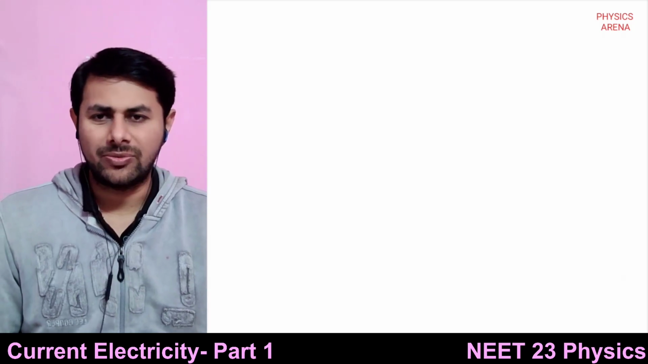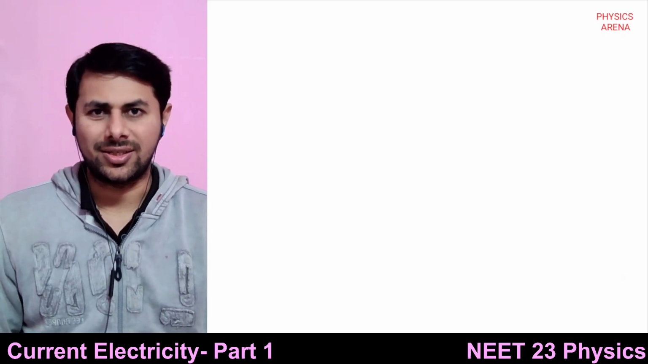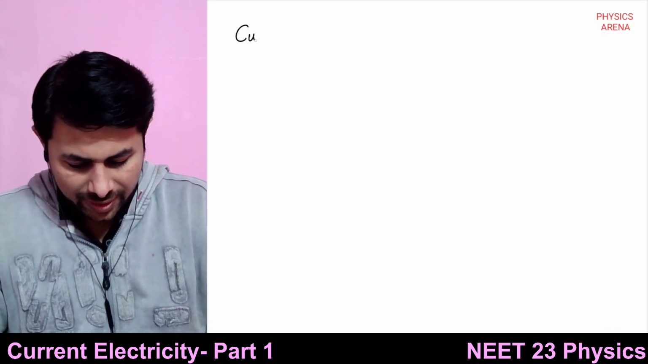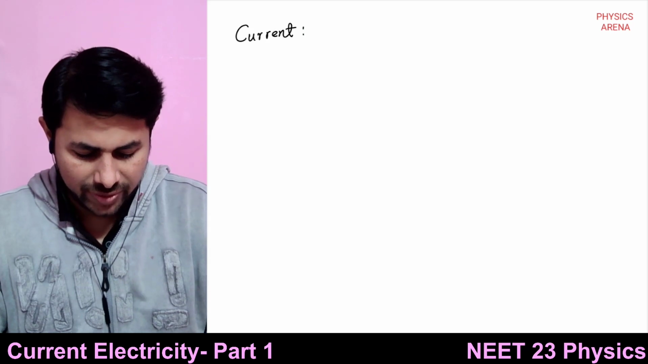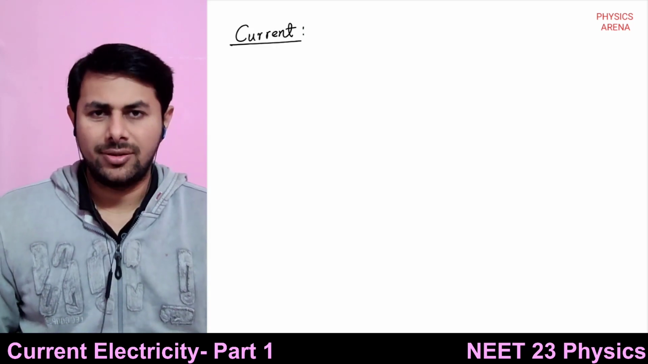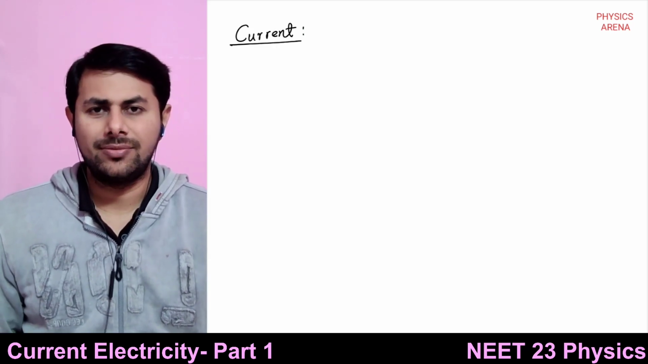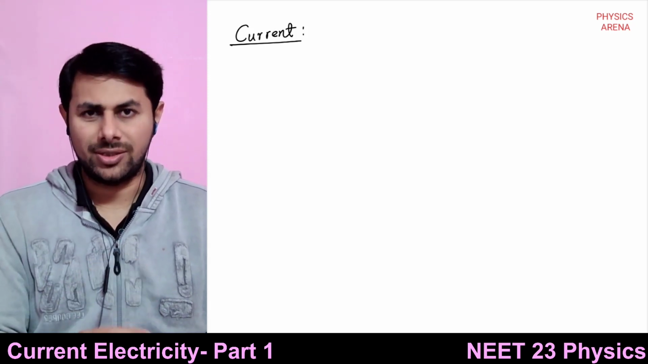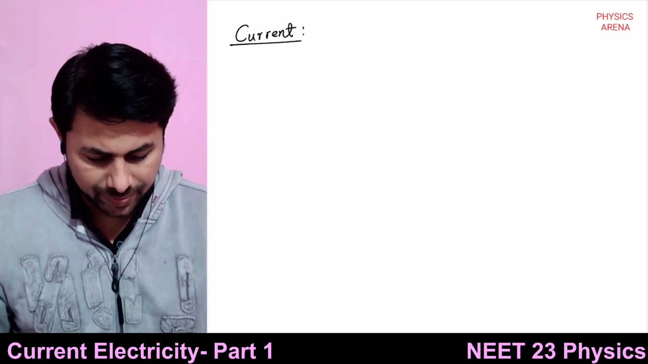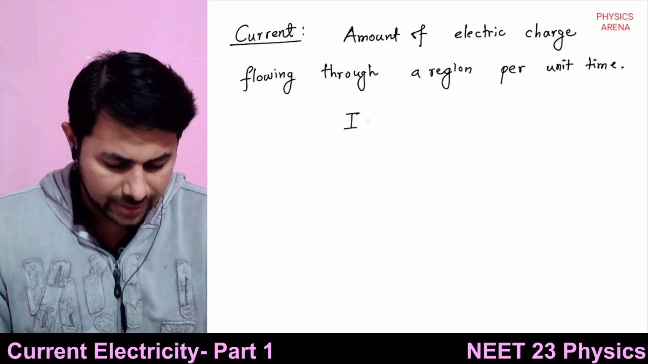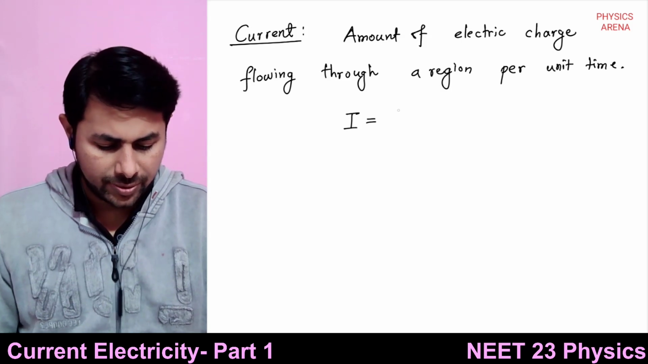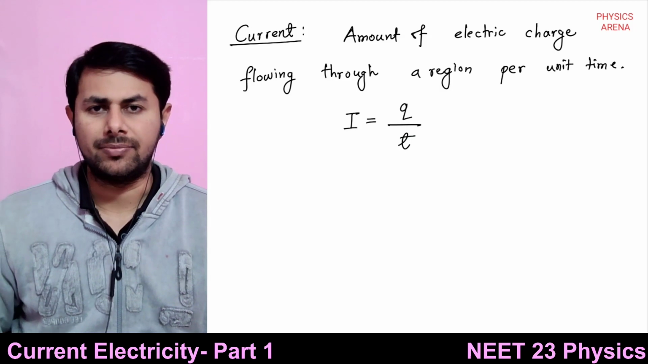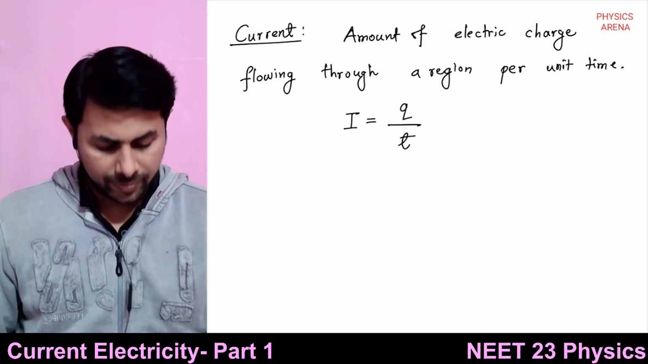So today we are going to start with a new chapter, current electricity. So what is an electric current? Let's start with the definition of an electric current. Electric current is defined as the amount of electric charge flowing through some region per unit time. Current we denote by the letter I. I is equal to charge Q flowing through some region divided by time. So this is the definition of current.